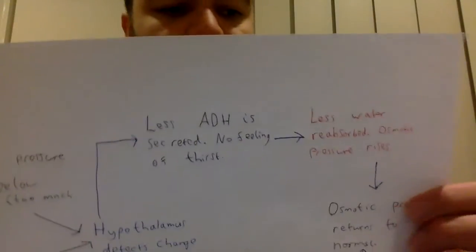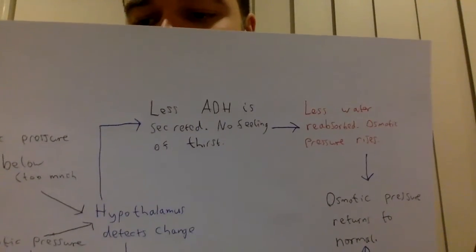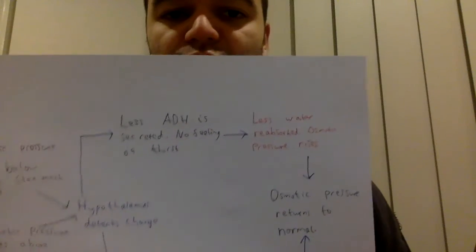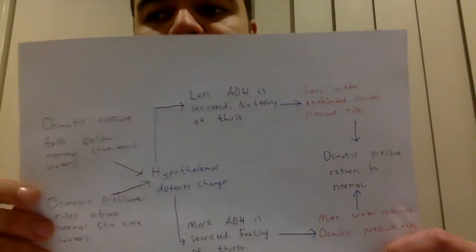Okay? So that's another negative feedback loop. The body detects change from what it should be at a healthy level, and it returns it to normal. So whether the osmotic pressure is too high or too low, the body will respond and return it to its normal level. Okay, so that is everything for covering that.